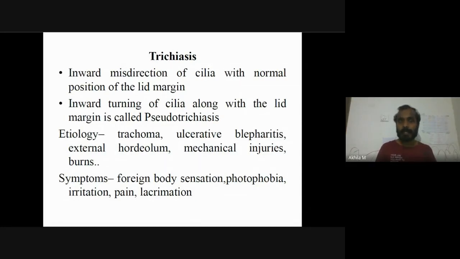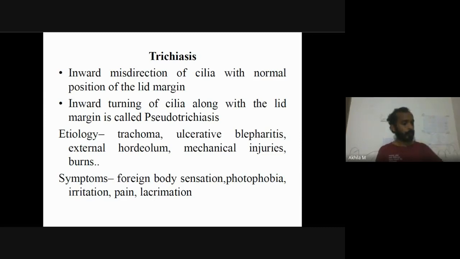If the eyelid margin is also deformed and turned, and the eyelashes are also turned and misdirected towards the eyeball, then that is called pseudotrichiasis. In trichiasis the eyelid margin is normal, but the cilia or eyelashes are pointing towards the eyeball. Different etiologic factors are there: trachoma, ulcerative blepharitis, external hordeolum, mechanical injuries, and burns. Due to these conditions, there is misdirected cilia.